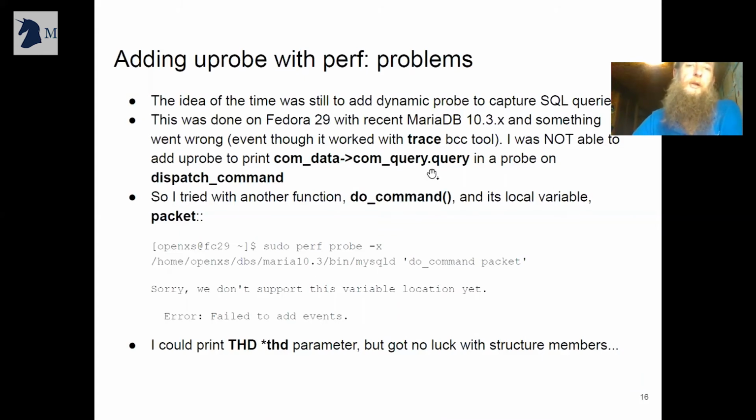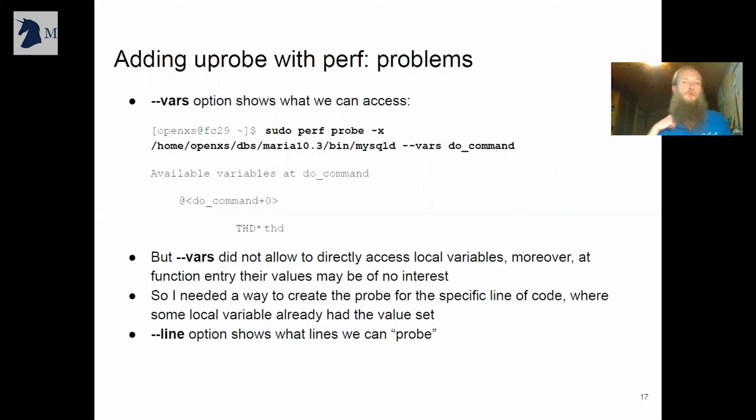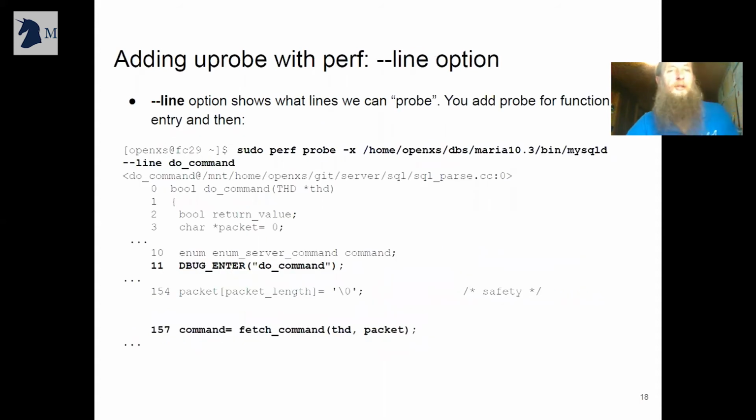I probed a bit higher level command, do_command, tried to find out how to get the query text there. And there is a local variable called packet, but it's not available at the entry. You can get errors. It's copied from somewhere inside the thread structure, but I was not able to access so deep a structure member. So I had to dig out what to do. There is an option called vars that shows you which variables you can access in the probe, but it had not helped as I was not able to deal with thread easily. There is another option called line, which is quite important.